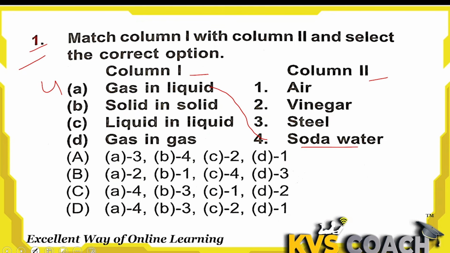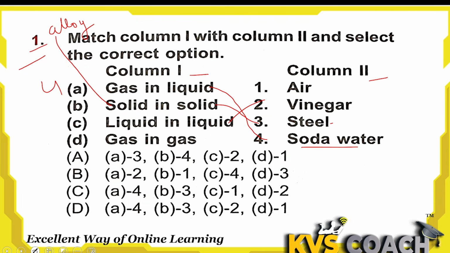Solid in solid is steel. Solid in solid solutions are basically alloys, and steel is an alloy. That's why we said that solid in solid solution is an example of steel. Liquid in liquid, if I am talking about liquid in liquid, then it will be vinegar. There's a solution of vinegar of liquid in liquid.